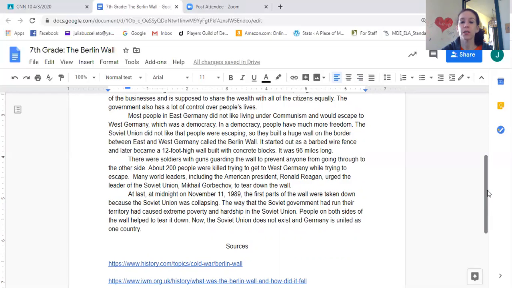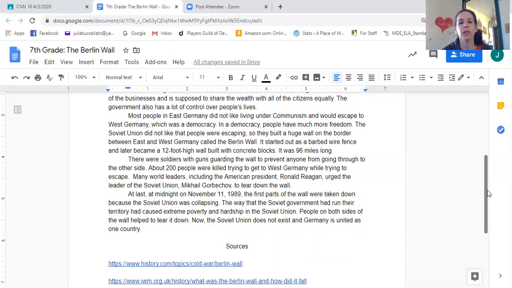There were soldiers with guns guarding the wall to prevent anyone from going through to the other side. About 200 people were killed trying to get to West Germany while trying to escape. Many world leaders, including the American President Ronald Reagan, urged the leader of the Soviet Union, Mikhail Gorbachev, to tear down the wall. So this was seen as a problem in a lot of parts of the world.